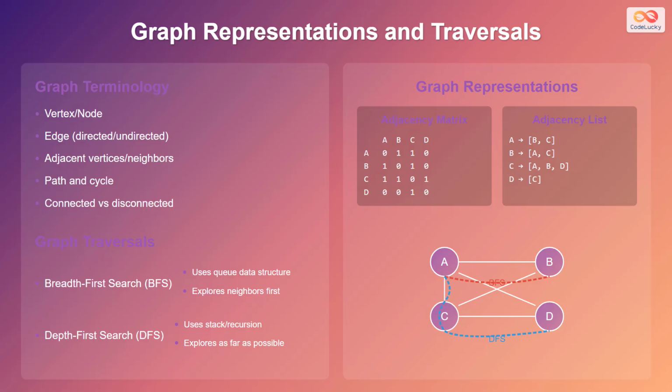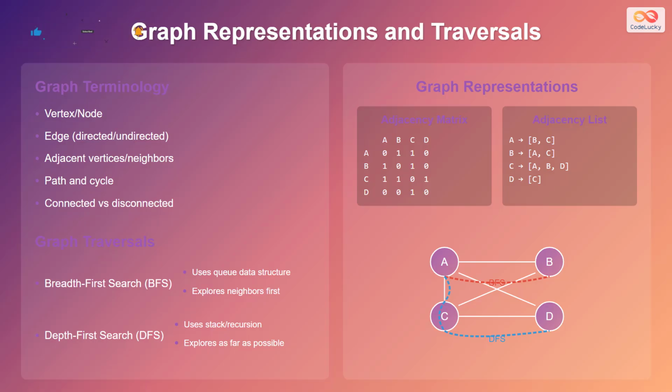Now let's explore graph traversal algorithms. Breadth first search, or BFS, uses a queue data structure and explores neighbors first. Depth first search, or DFS, uses a stack or recursion and explores as far as possible along each branch before backtracking. Let us look at how graphs are represented.